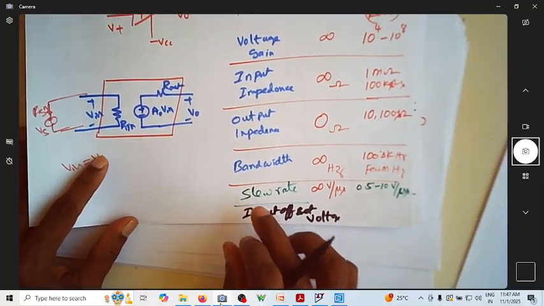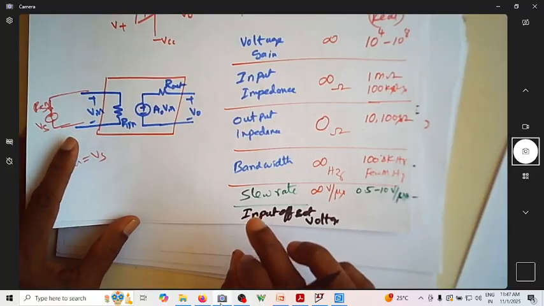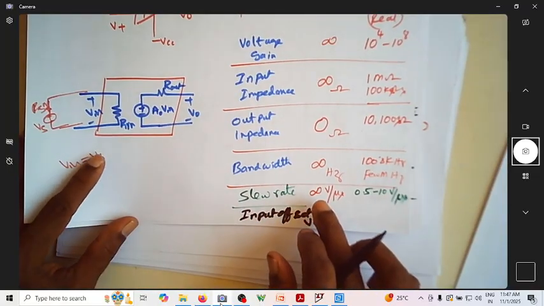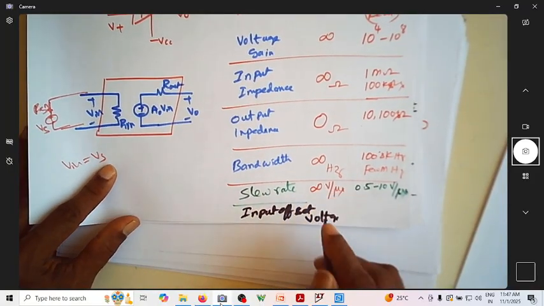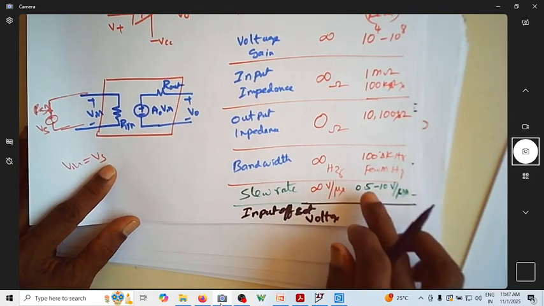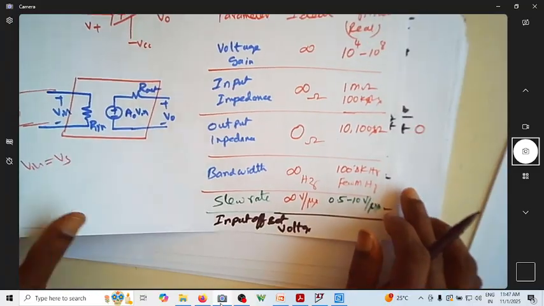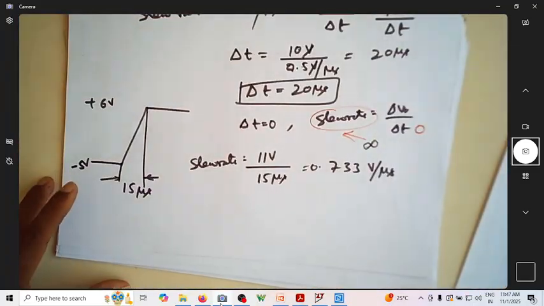Slew rate is nothing but the rate of change of output voltage. Ideally it is infinite volt per microsecond, but typically it is 0.5 to 10 volt per microsecond.